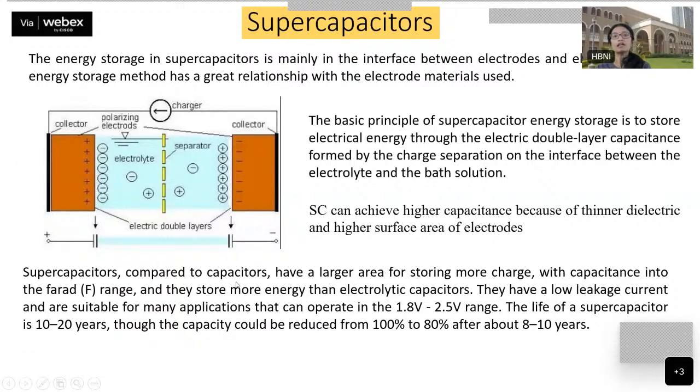So in supercapacitors compared to capacitors, the capacitance is in the farad range and they store more energy than the electrolytic capacitors. They have very low leakage current. They are suitable for many applications which operate between 1.8 to 2.5 volts. And the life of a supercapacitor is very high, around 10 to 20 years. There might be some loss in capacity from 100 to 80% in 8 to 10 years, but the life is almost up to 10 to 20 years. So with 80 to 70% capacity, it can go up to almost 20 years.